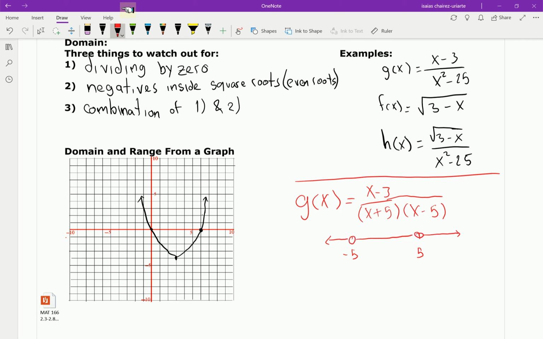So my domain then is everything else that remains. So negative infinity to negative 5, parentheses. Parentheses are required right now because negative 5 makes my denominator 0. So I do not want that in my domain. Union negative 5 to 5, union 5 to infinity. I would say that that is the domain of g of x.